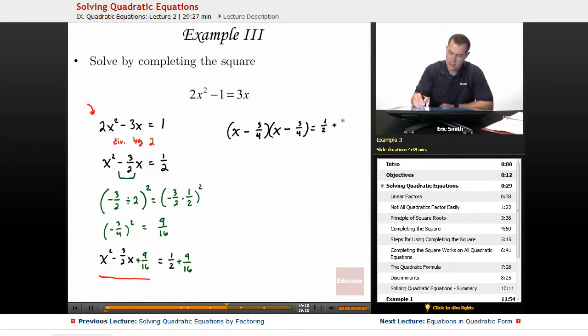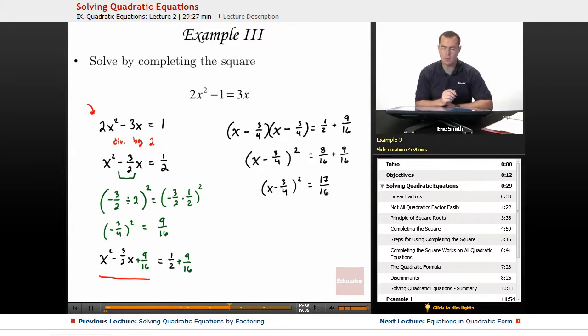I have a 1 half and I have a 9/16. Well, I can get those together by finding a common denominator. So 8/16 plus 9/16. Alright, so at this stage we have x minus 3/4, all of that is being squared, and then all of that is equal to 17/16.